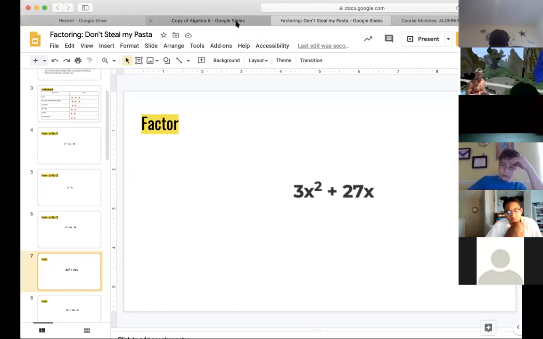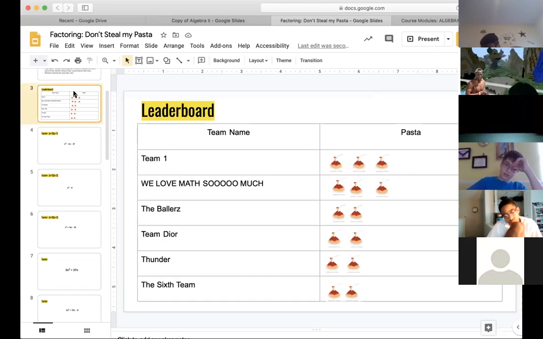Oh, so close, but not quite. You guys can still keep guessing, team 1. X minus 7. Not quite, sixth team. Ah, there we go, Gavin. That's correct. So 3x times x plus 9, because 27 divided by 3 should be 9, not 7. All right, team 1, you defended your honor, and you get to keep 2 pasta. So good job, team 1. Things are getting exciting. All right, let's keep going.